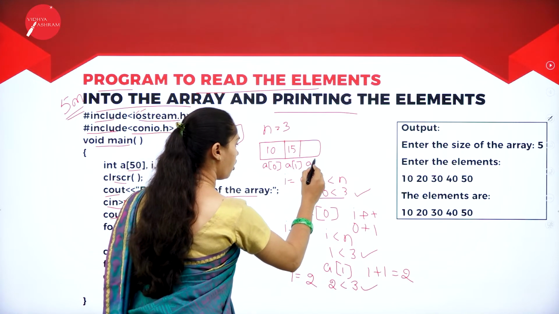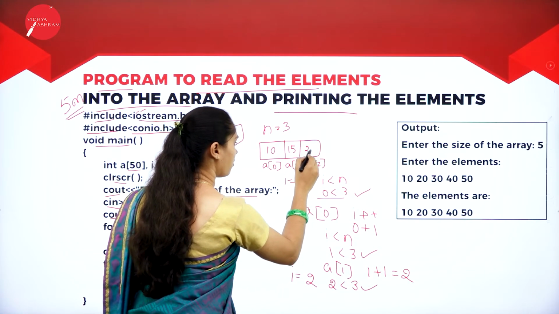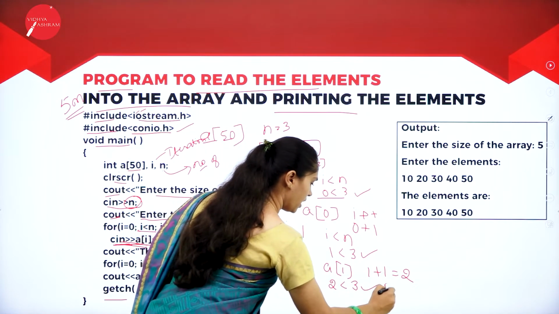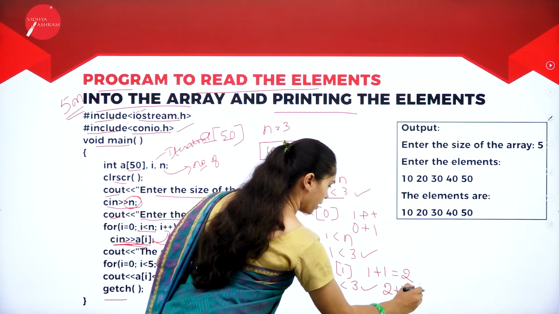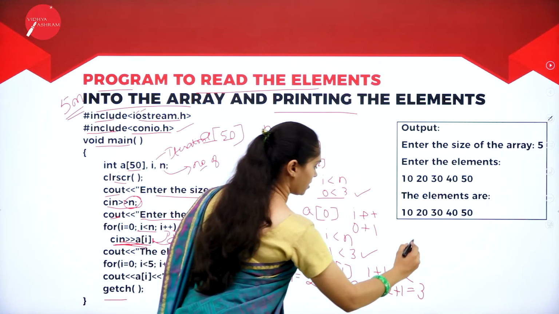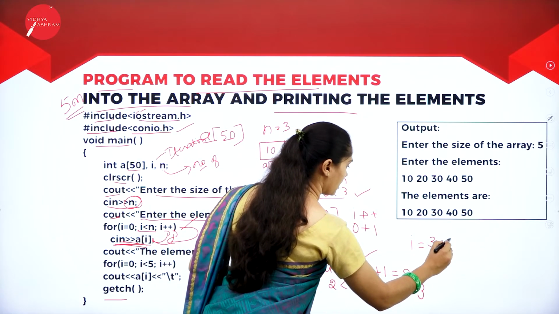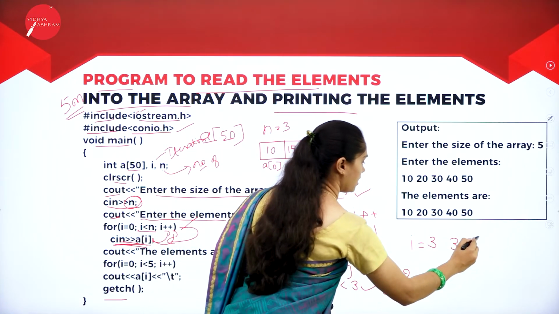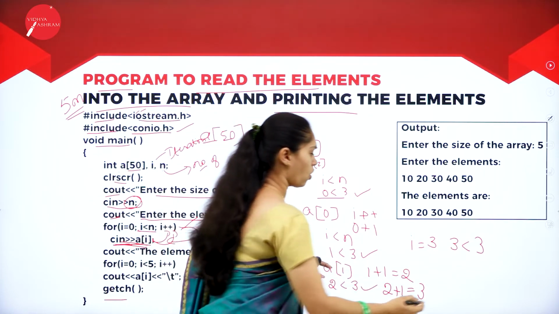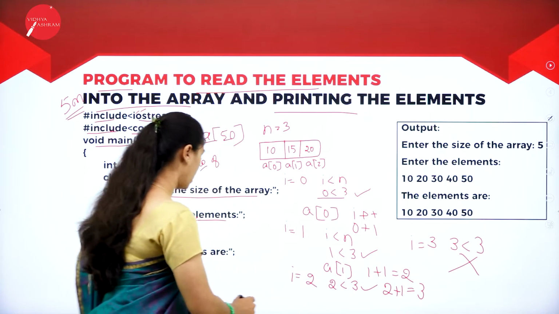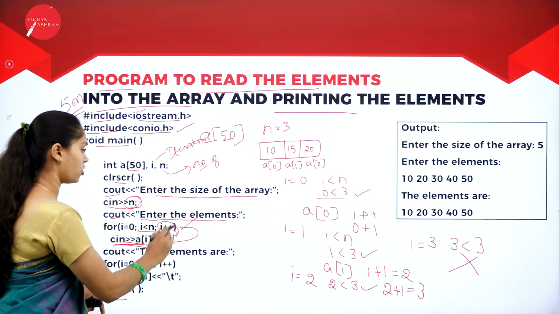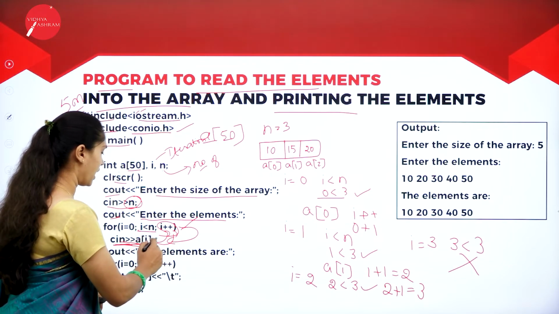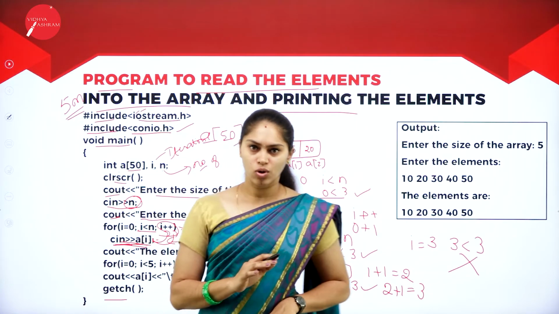For a of 2, I have to give a value. Let me consider the value as 20. Again i will be incremented by 1. Now it becomes 3, so i is equal to 3. Is 3 lesser than n? What is the n value? 3. Is 3 lesser than 3? No. So if not, then it won't come for the input and it won't increment the i value by 1. So these 2 lines of code statement got over.